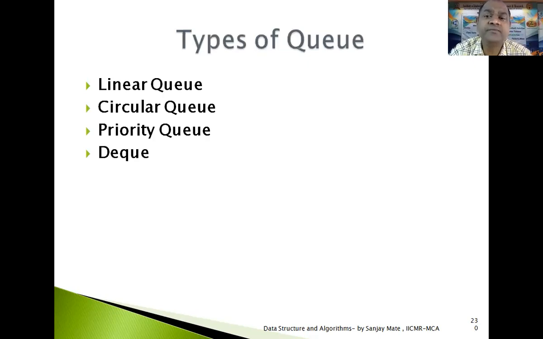These are the types of queues. Basically linear queue, then we will have the circular queue, then we will have priority queue, and the last one is DQ.